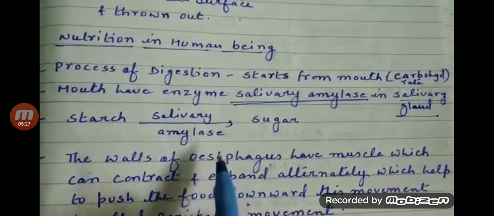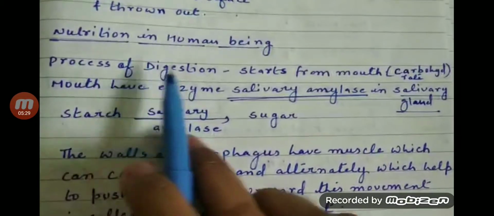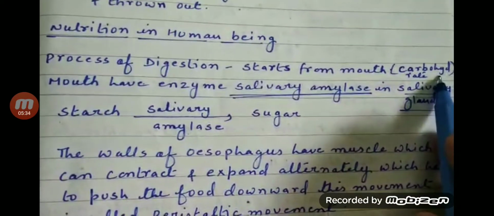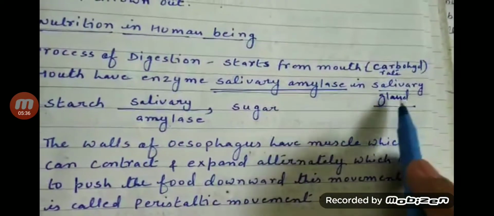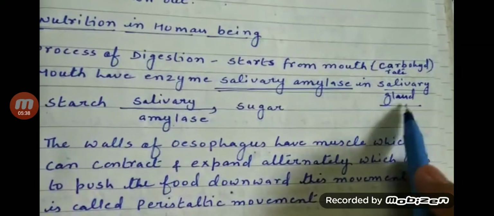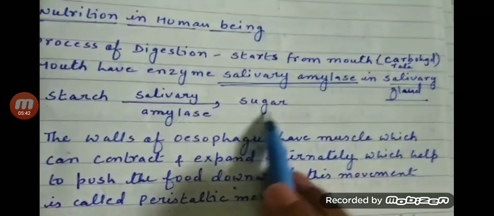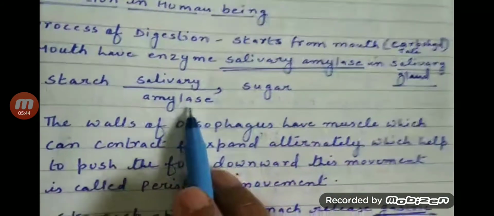Next one is digestion in human beings. The process of digestion starts in the mouth. First of all, carbohydrate is broken down. The salivary glands are present in the mouth, which convert this carbohydrate into simple sugar with the help of salivary amylase.